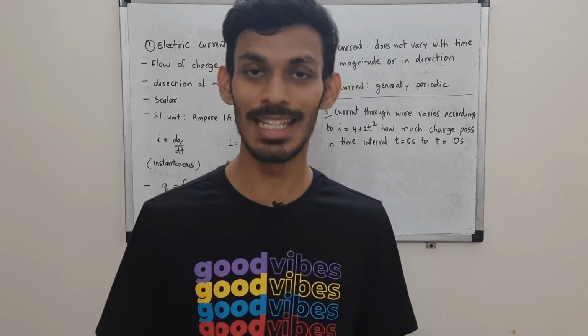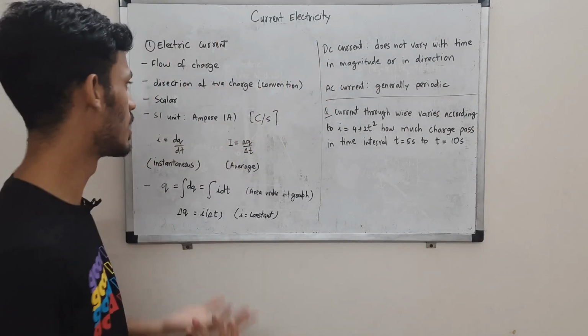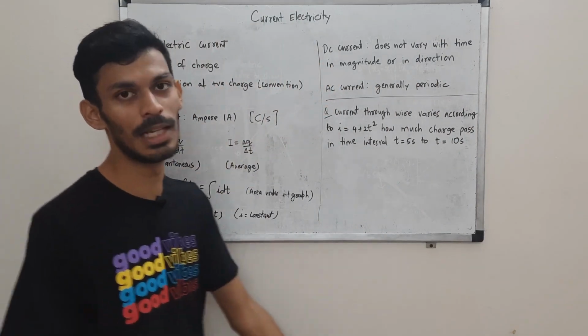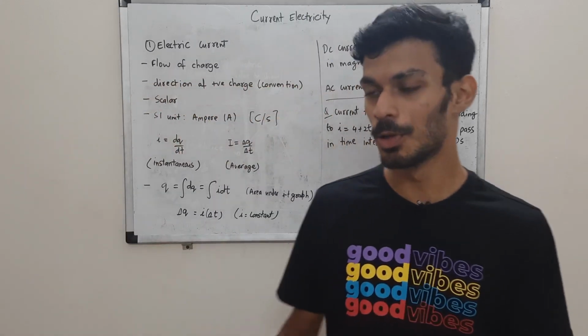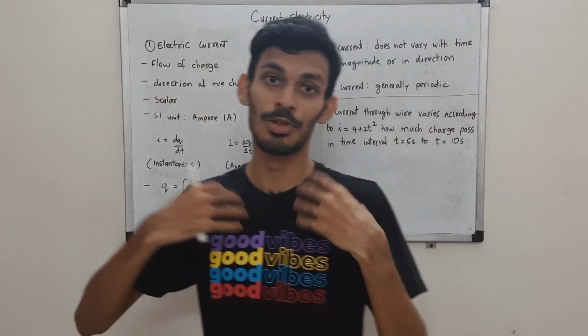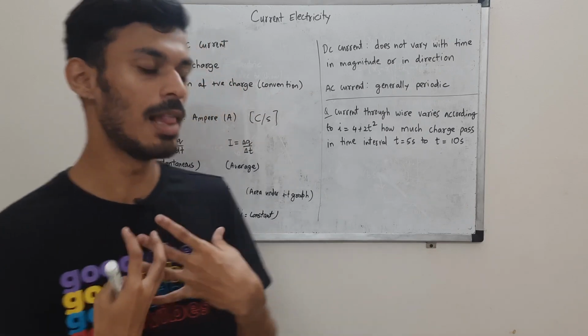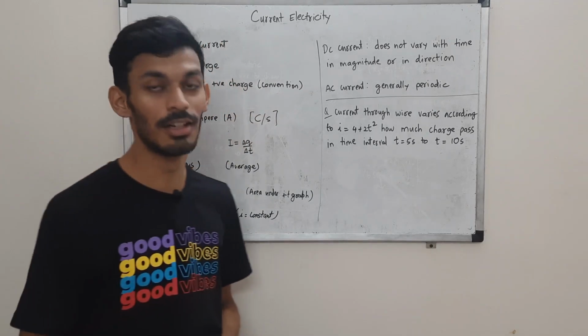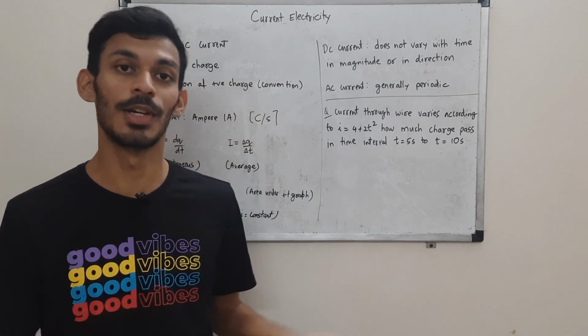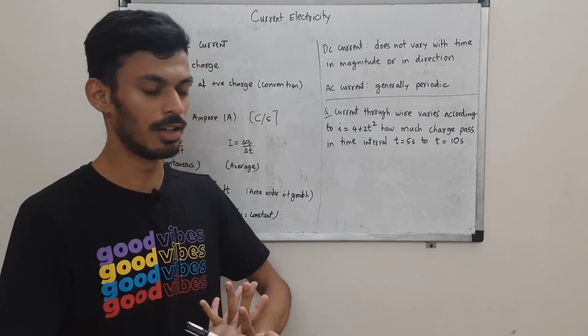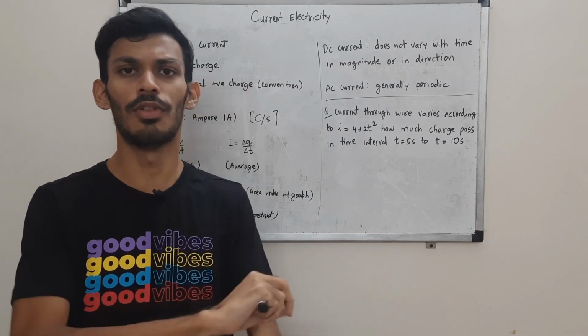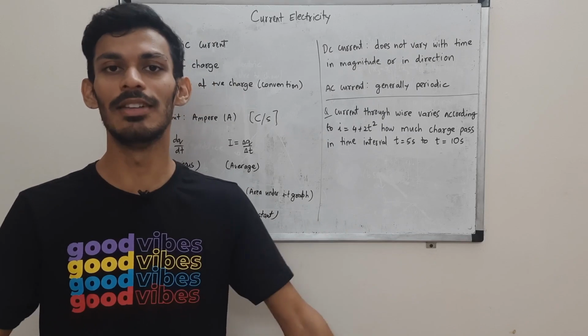Now as I'm speaking of direction, you might wonder whether electric current is a vector quantity. No, that is not the case. Electric current is a scalar quantity. It is defined completely by its magnitude. You don't need the direction. This is something which is chosen by convention to help us. This is not actually the vector direction. Or rather you can say that electric current will not follow any vector laws. It is completely defined by its magnitude.